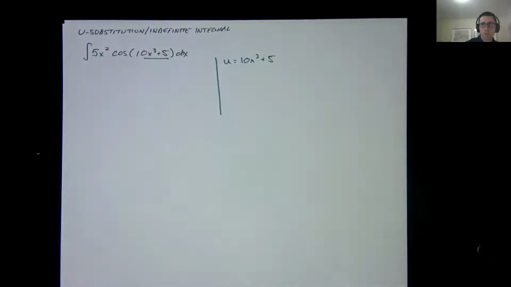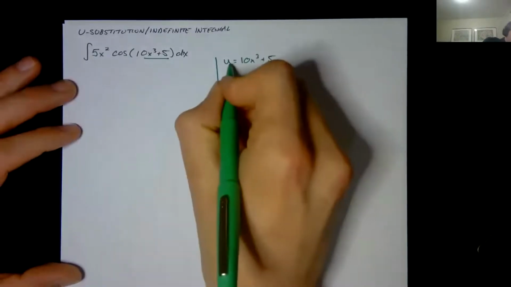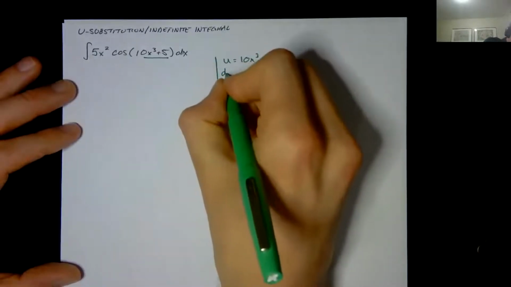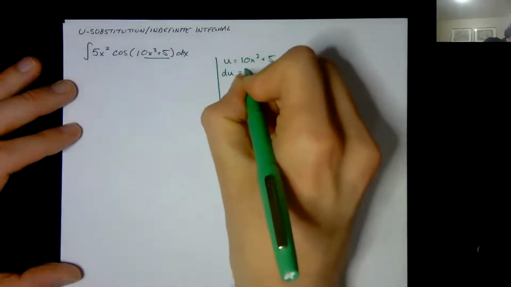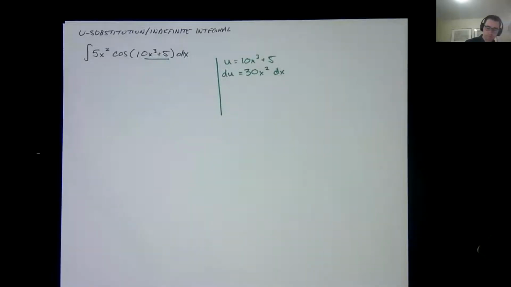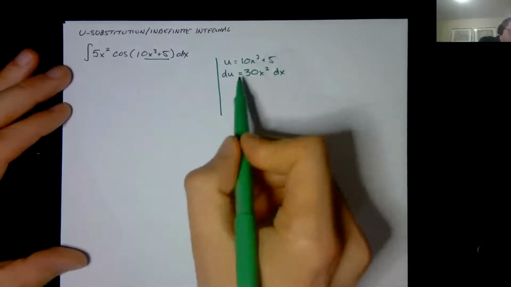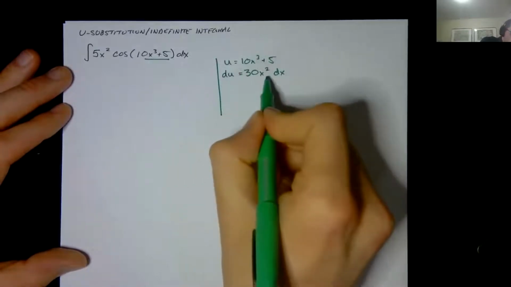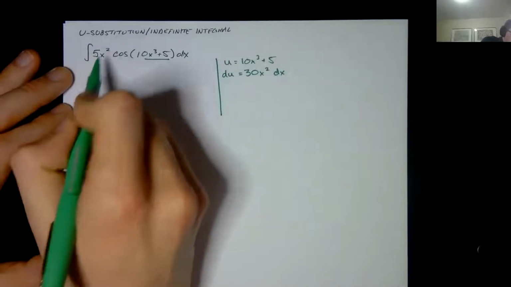Second step is differentiate u to get du. I have my u equation. I'm going to take the derivative of that to get du, and I get 30x squared dx. Just like that.